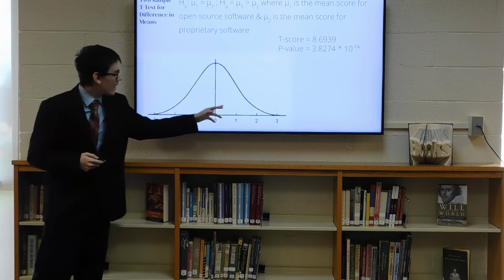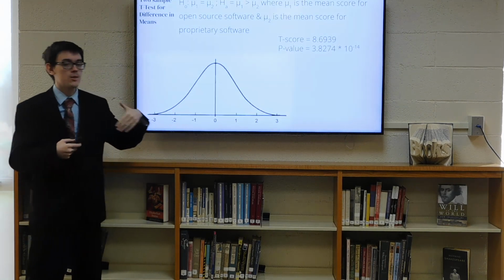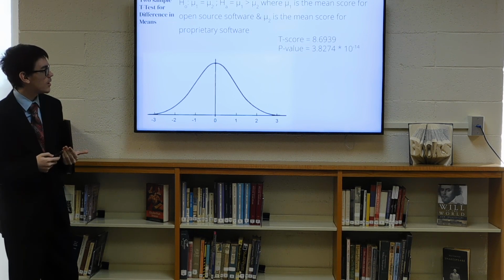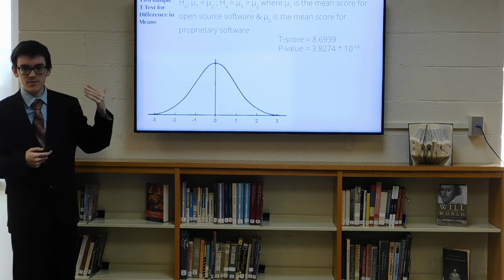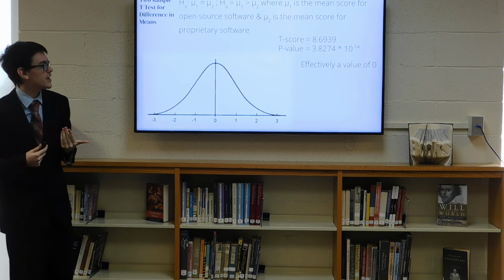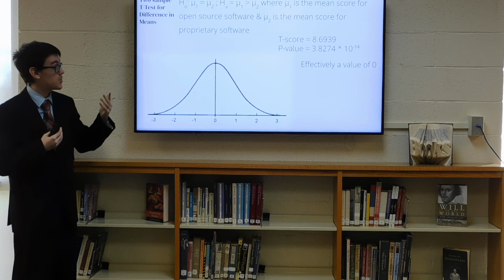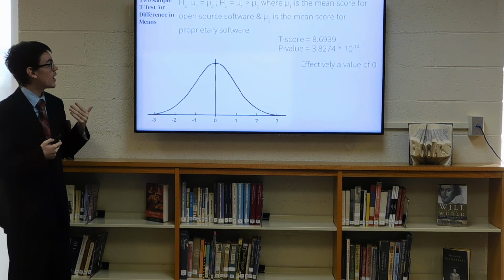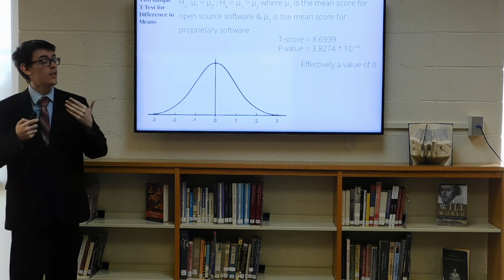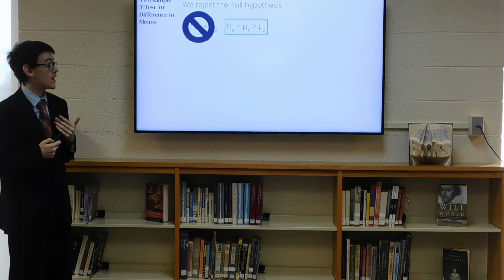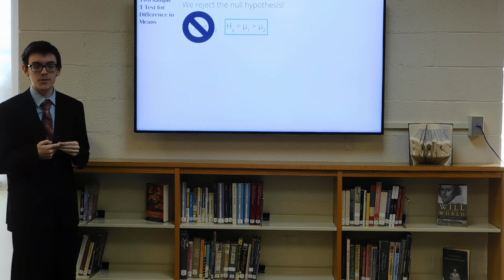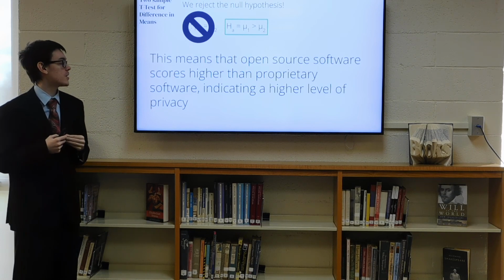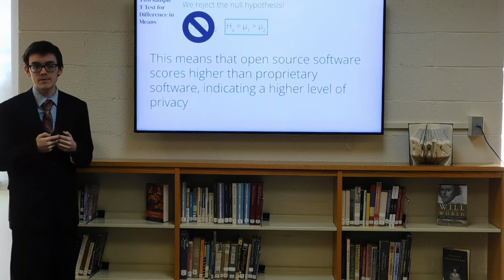from the mean. And the amount of data on the graph will tell us the probability that we collect this data assuming the null hypothesis is true, which when you see a p-value that small, that's effectively a value of 0, which means the p-value is our probability of collecting this data, which means that our probability, assuming the null hypothesis is true, is effectively 0. Thus, we can reject the null hypothesis in favor of the alternative hypothesis and state that yes, open source software scores higher than proprietary software, indicating a higher level of privacy.